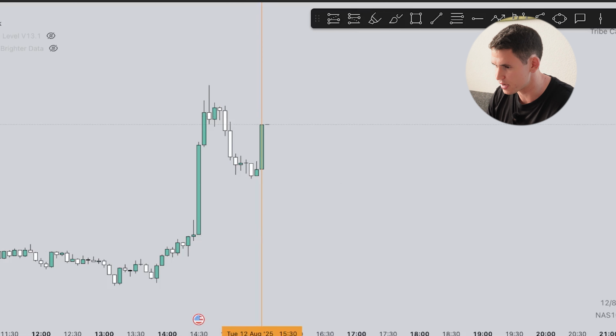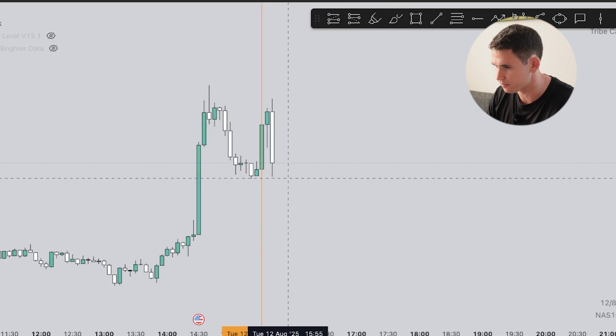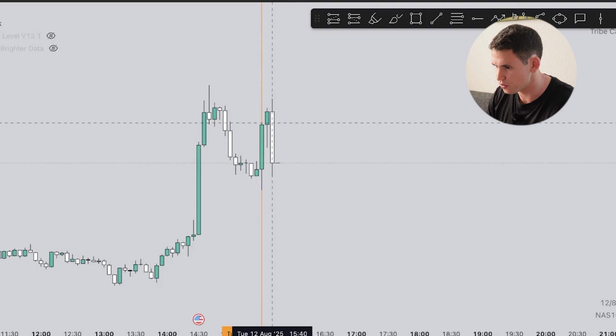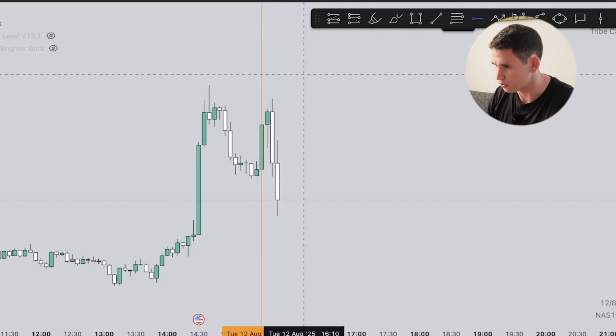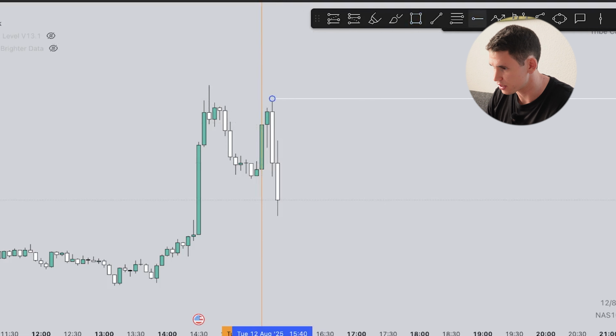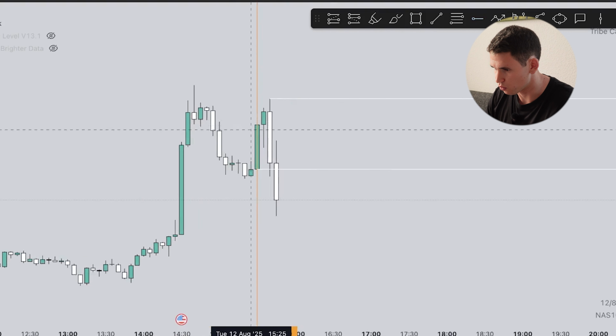I'm waiting for 3 candles. So 15:30, 35 and 15:40. Those 3 candles, 1, 2, 3, are my opening range. So the top of my range is here and the bottom is right here. So 1, 2, 3. Those 3 candles are my range.